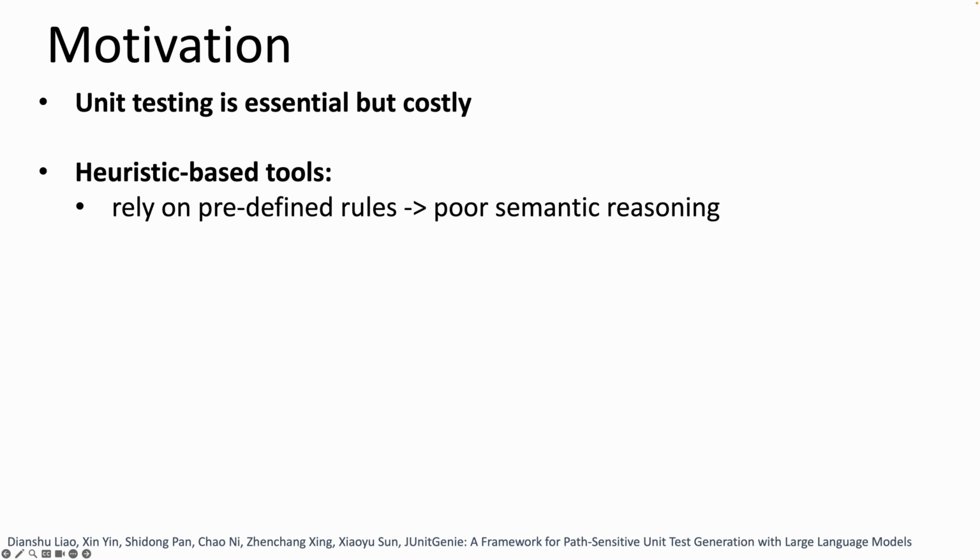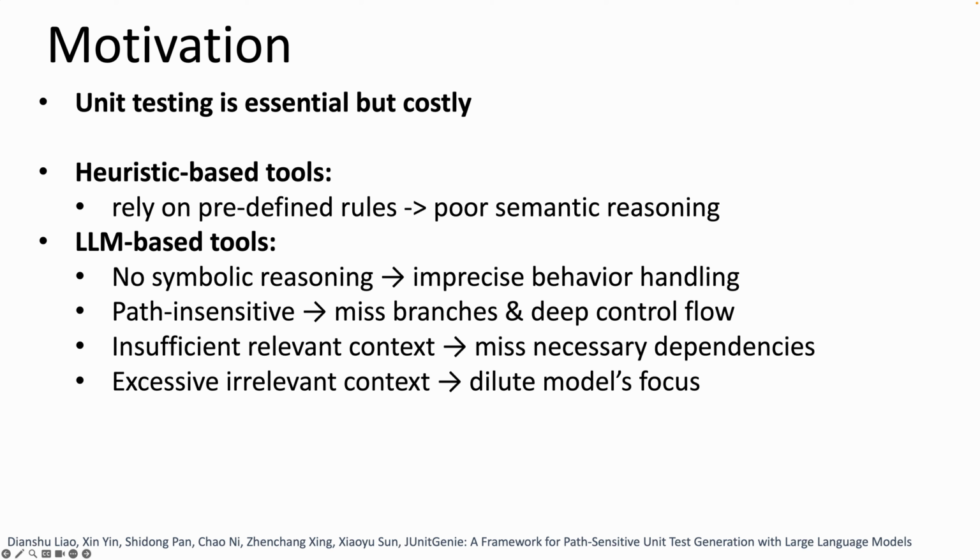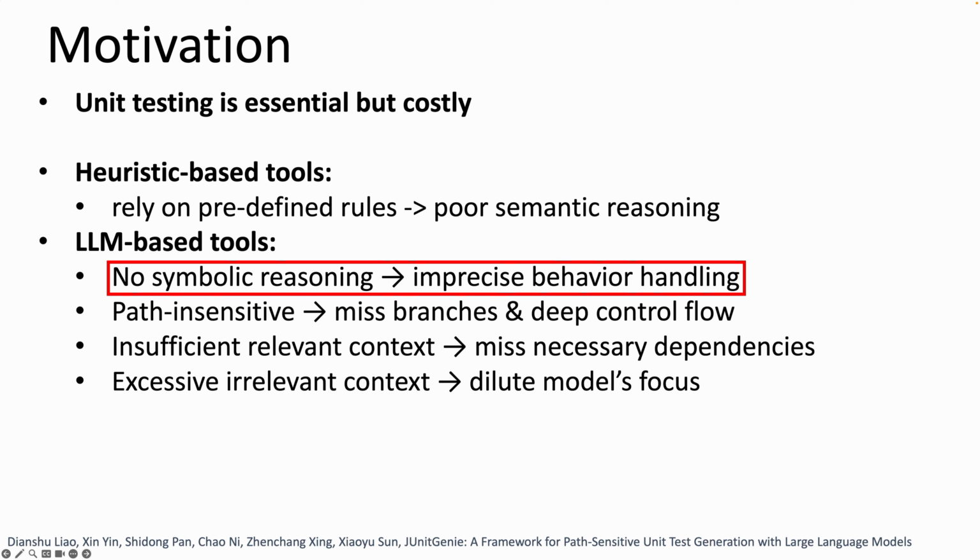Traditional approaches are heuristic-based. They rely on predefined rules like semantic reasoning, and thus struggle with complex program constraints. Recently, researchers have begun using large language models to generate tests. However, current LLM-based approaches lack symbolic reasoning abilities, making it difficult to handle tests that require precise program behavior.